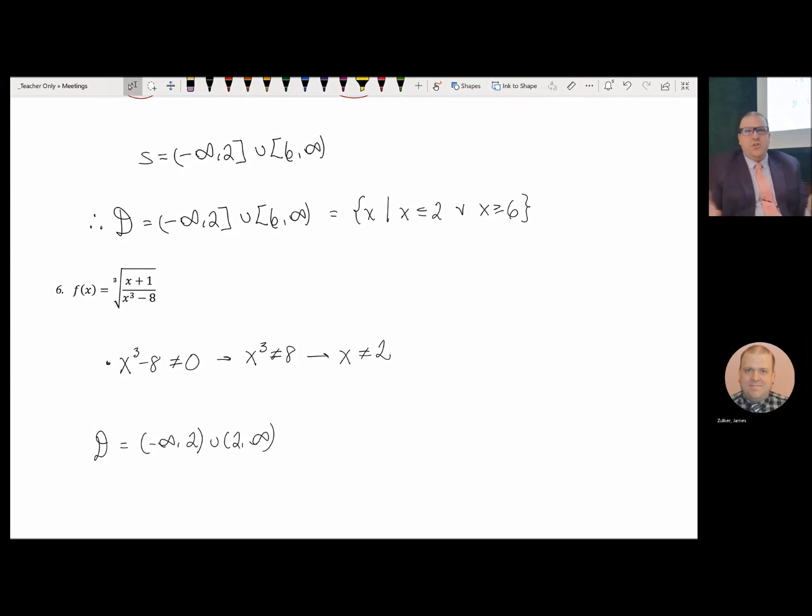If you're dealing with a cost function, you can't produce negative units, right? So your domain can't include any negative numbers. And theoretically, you don't want it to be 0 either, right? Because producing 0 units, well, why even be in business then, if you're not going to make anything.